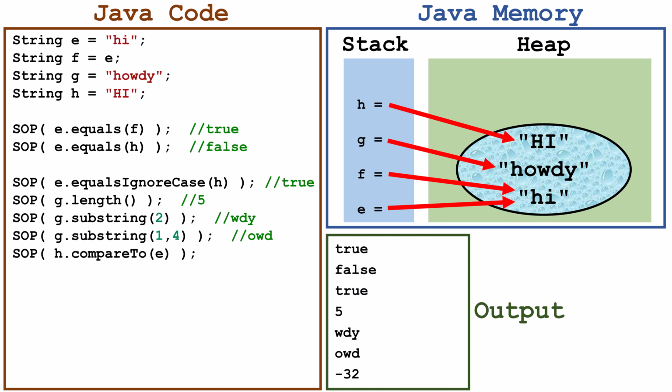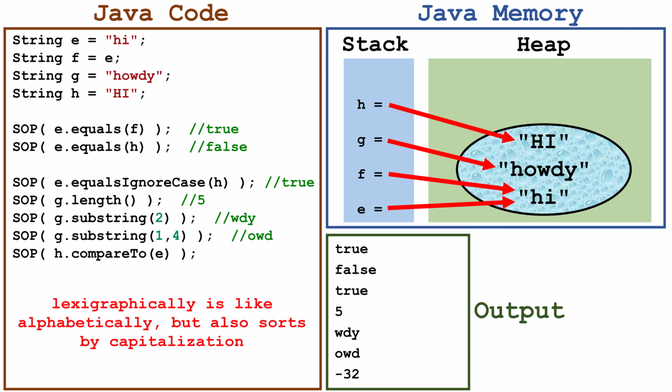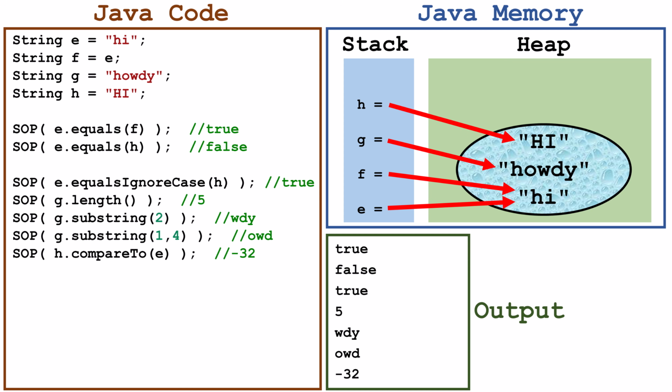Let's look at the compareTo method. The compareTo method in the string class compares the two strings lexicographically and returns an int of their difference. If the two strings have the same value, it will return 0. In this case, it returns -32. If we switch the order of H and E, it would return +32. Finally, let's look at a couple of examples of how we might use these methods.